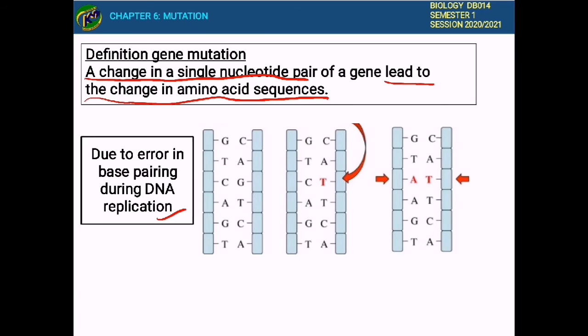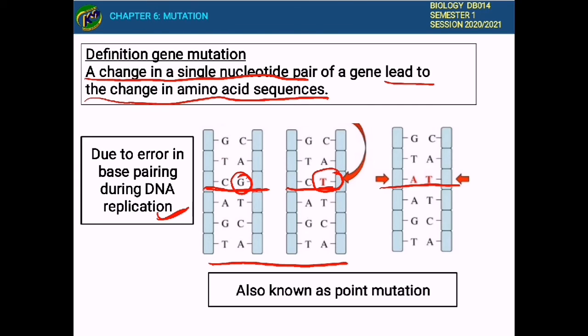Look at this diagram. So here we have DNA replication. Look at this base pair. Here G is substituted with T. So when G is substituted with T, T will pair up with A. So there is an error that occurs here during DNA replication.